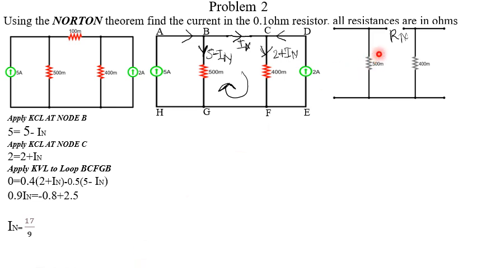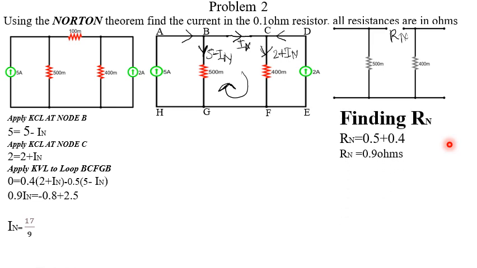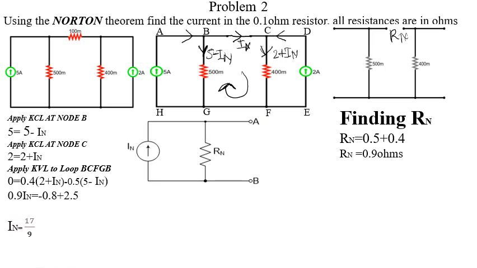To calculate our RN, realize that our 0.5 and our 0.4 are in series. This resistor and this resistor in series. So we simply find our RN by adding them up. So 0.5 plus 0.4 gives us 0.9. And after finding, we now know our RN and our IN. We draw our Thevenin equivalent circuit, and this is what we get. Then we draw our resistor, we move back, which is 0.1.